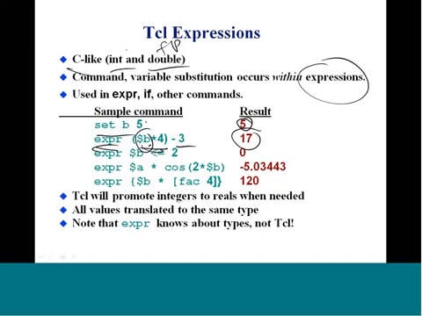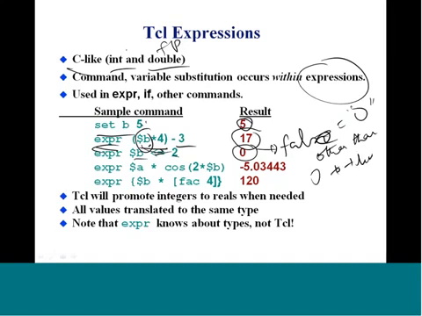Now we can also do a logical operation, which is $b less than or equal to 2, and since it is not, it returns a false value, which is actually 0. In Tcl, 0 is always false, and anything other than 0 is always true. So just keep that in mind.